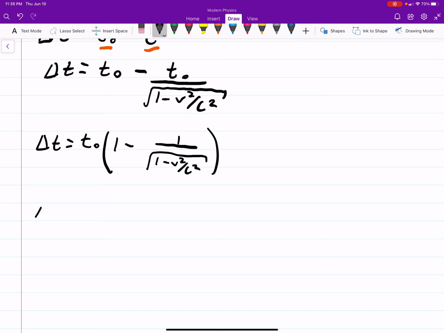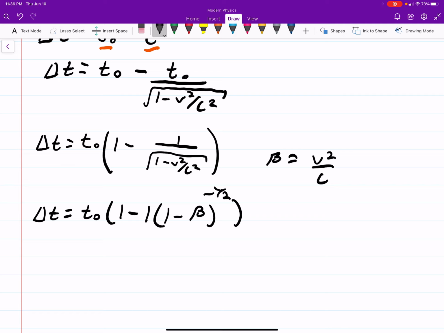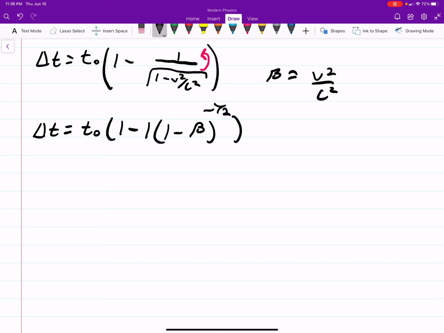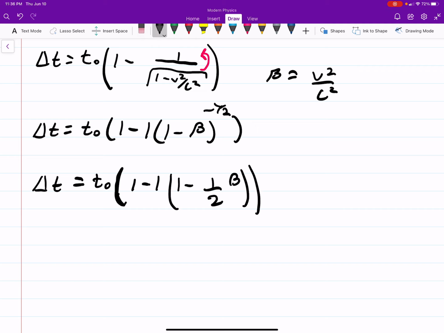So I'm going to rewrite this a little bit. It's the same idea though. We'll do 1 minus 1 times (1 minus beta) to the negative 1/2. Let me do that a little nicer. And just like before, beta is v squared over c squared. And basically all I did was I moved this up to the front. Okay. Well, again, we can do our binomial expansion. So you'll have delta t equals t naught times (1 minus (1 minus 1/2 beta)). So that's just me doing the expansion for that.